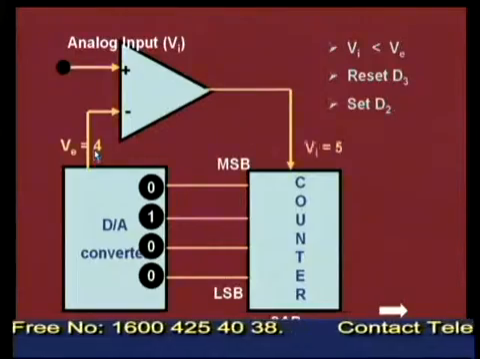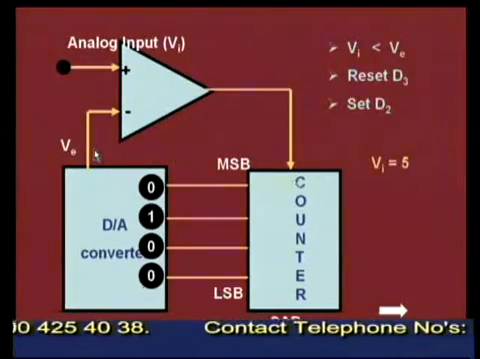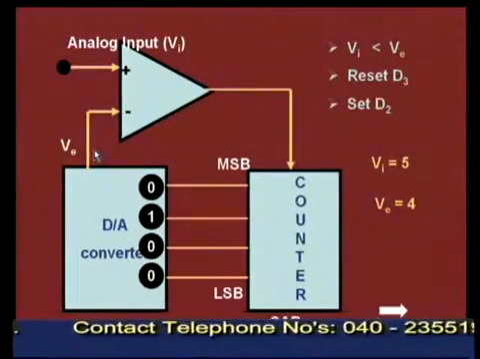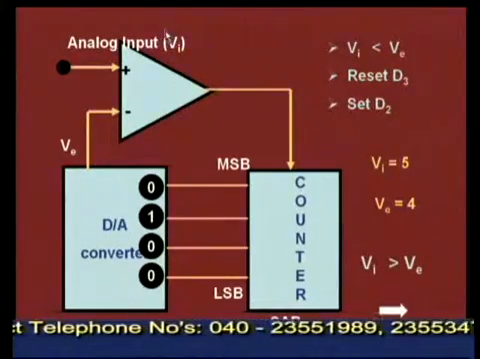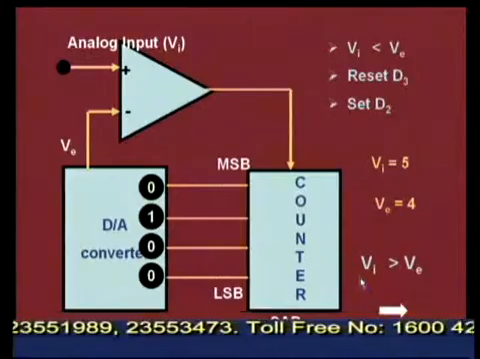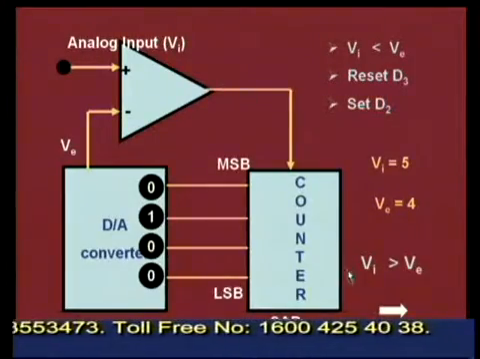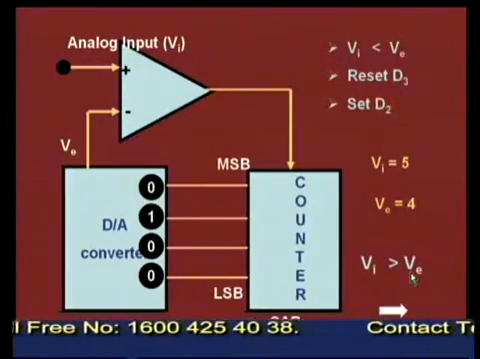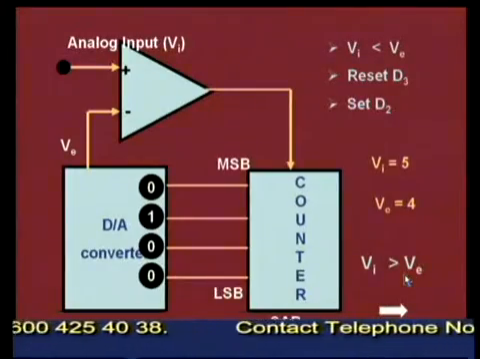Now, the comparator should compare these values and take a decision. So, input is 5 volts, the equivalent value is 4 volts. So, in this particular case the input voltage is higher than Ve. So, what should be done at this stage?